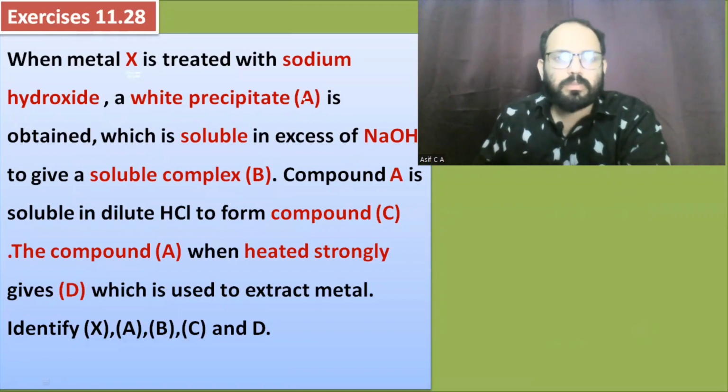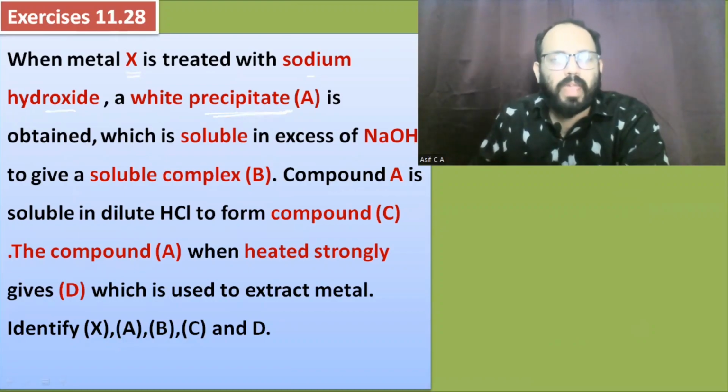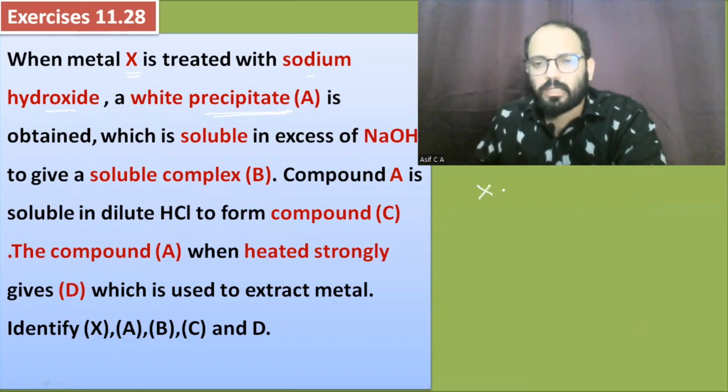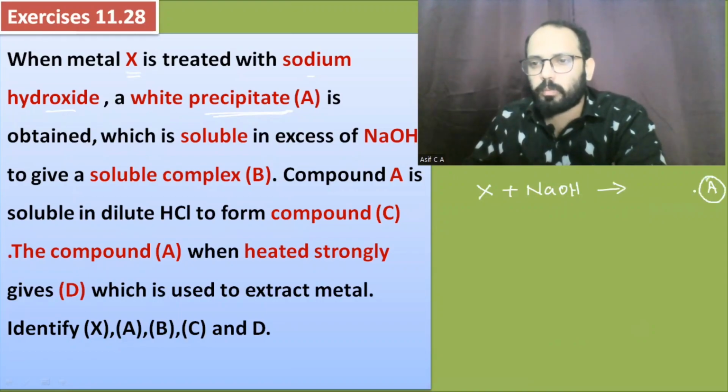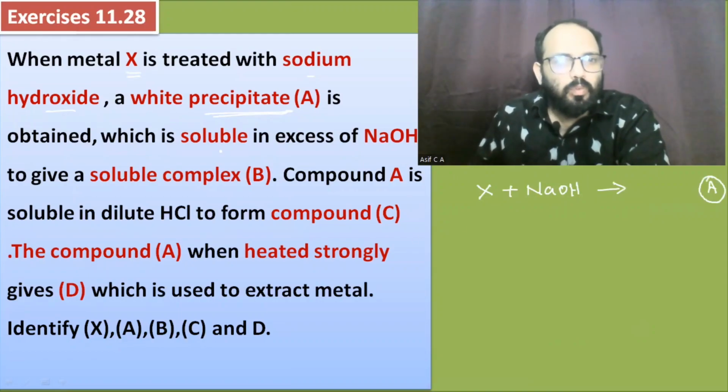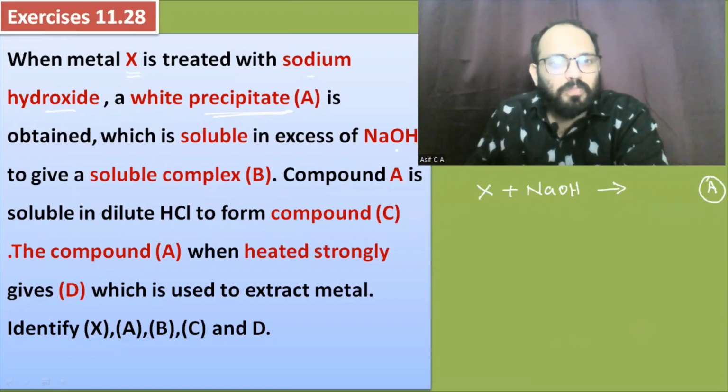Metal X is reacting with sodium hydroxide. A white precipitate A is forming, which is soluble in excess of NaOH.